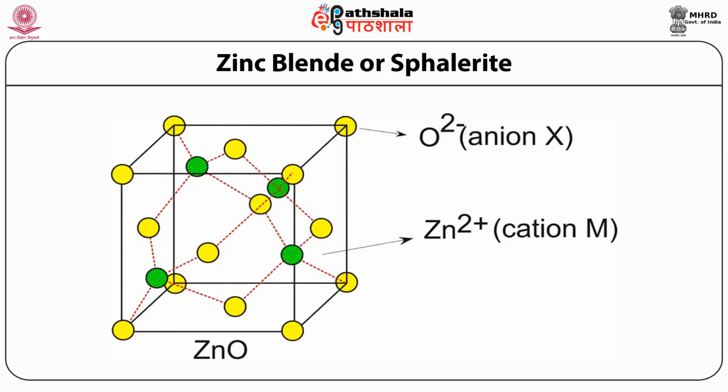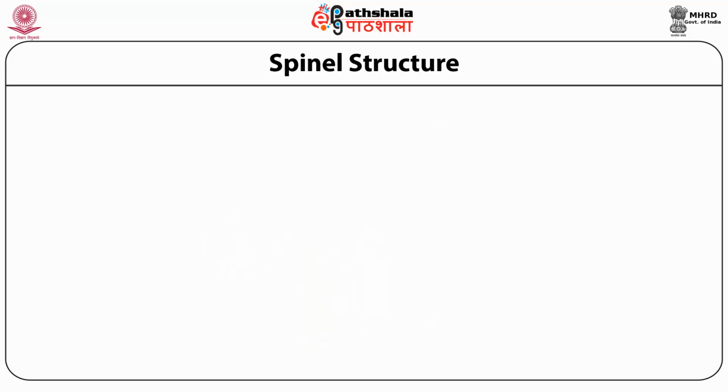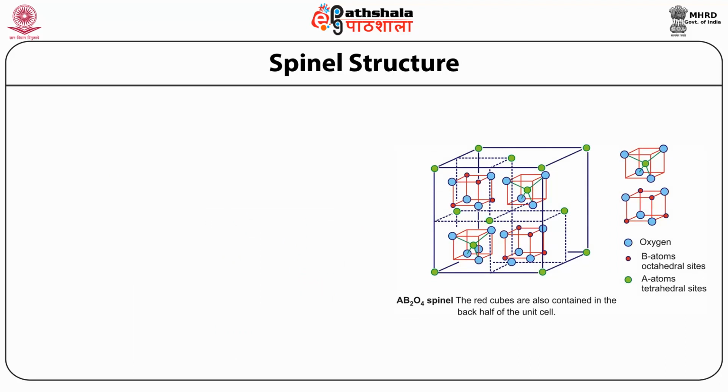Moreover, the tetrahedra are shared at the corners in zinc blende structure. Now the last structure which we are discussing in this module is spinel structure. The spinel structure has a formula of A2+ B3+ whole square O4, or we call it AB2O4. It is an FCC structure with packing of ions.